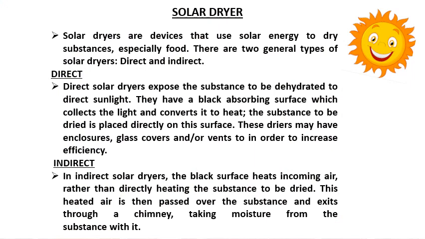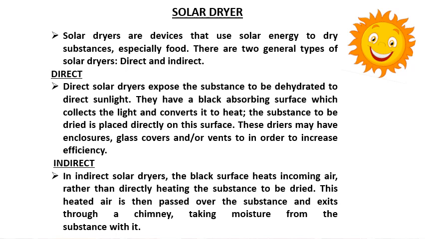And last but not least, solar dryer. A solar dryer is a device that uses solar energy to dry substances, especially food. There are two general types of solar dryer, that is direct and indirect. When you're talking about the direct solar dryer, in this the substance is kept on a black absorbing surface, and the sunlight is collected and converted to heat, and the substance to be dried is placed directly on the surface. These dryers may have enclosure, glass covers, or vent in order to increase efficiency.